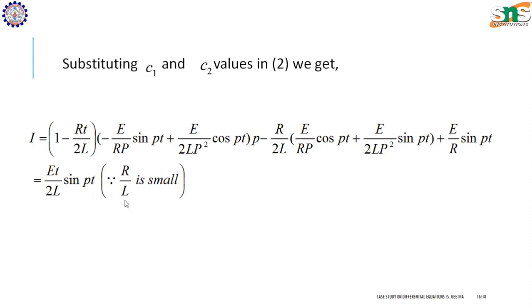Here R by L is very small. Omitting this, we get the above will become I is equal to E by 2L into t into sin pt. This is our required current.